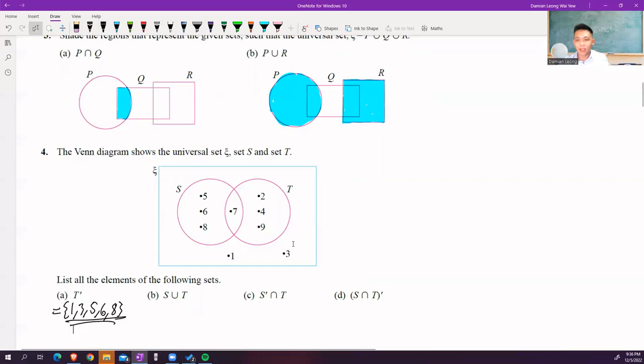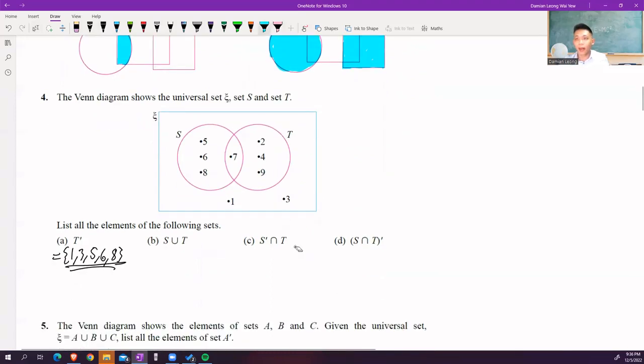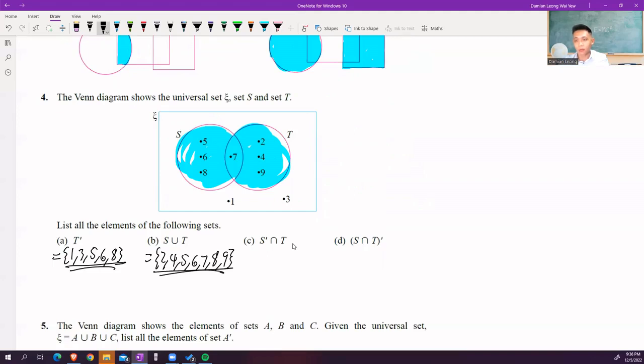Then part B, S union T, means I combine set S and set T. The whole set S combined with the whole set T, meaning all these elements inside. So it's 2, 4, 5, 6, 7, 8, 9. That is part B, the union.